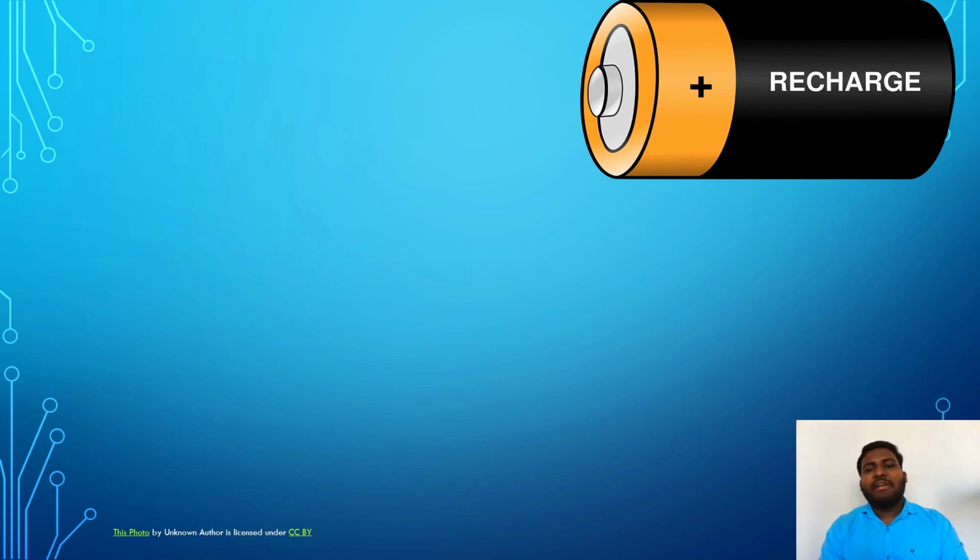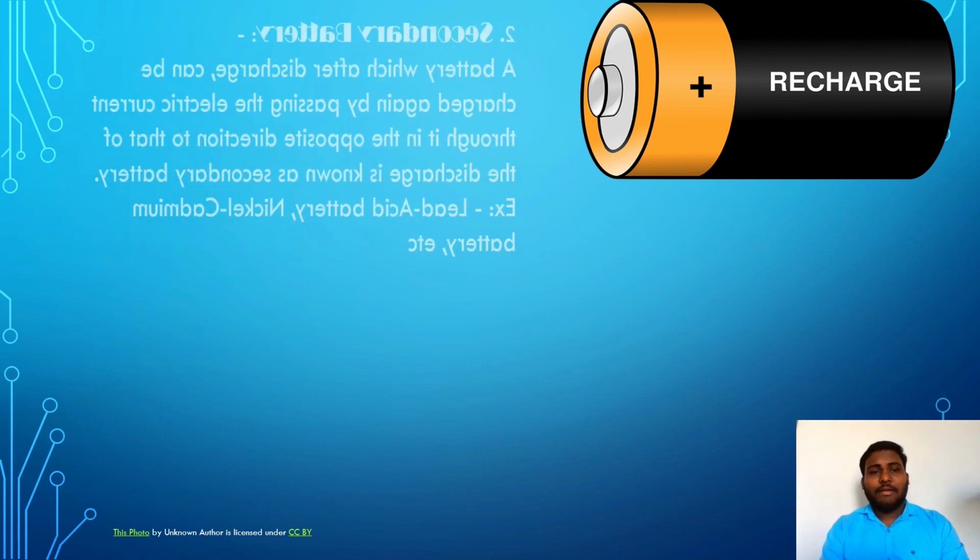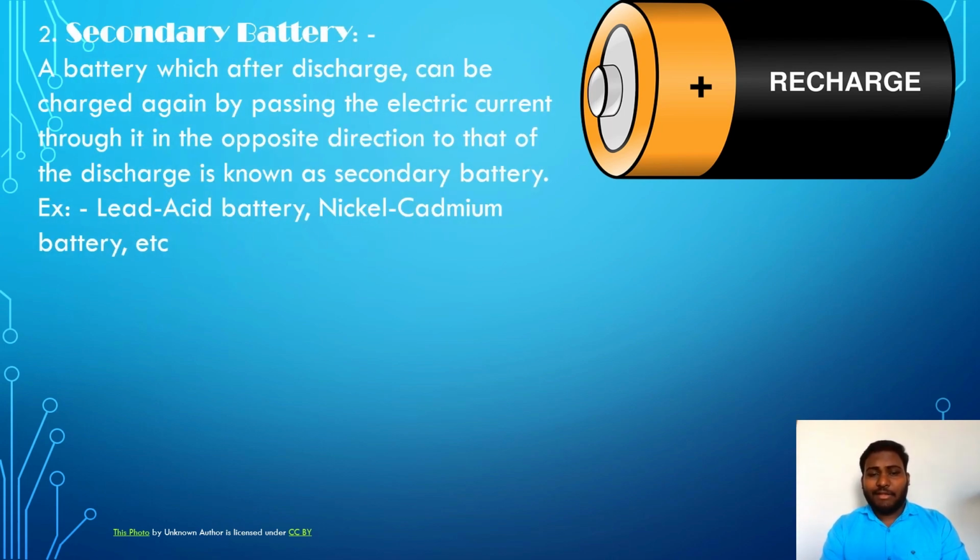Coming to secondary batteries. As you can see, a battery with recharge means a secondary battery, that is, batteries that can be recharged. A battery which after discharge can be recharged again by passing electrical current through it in the direction opposite to that of the discharge is known as a secondary battery. Lead acid battery and nickel cadmium batteries, etc.